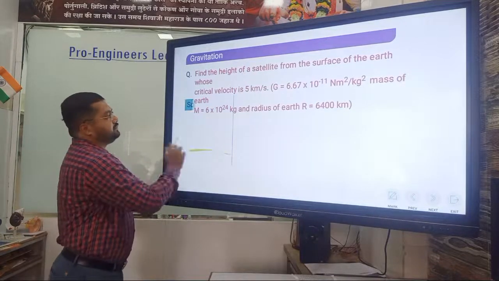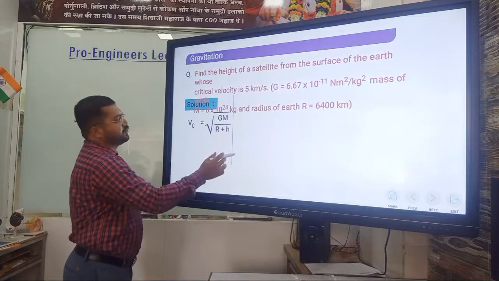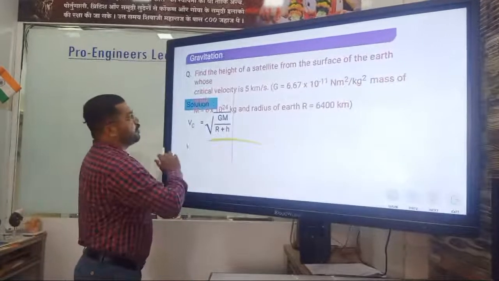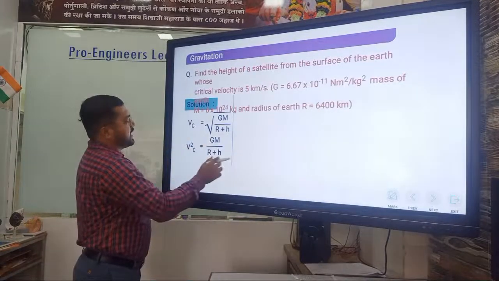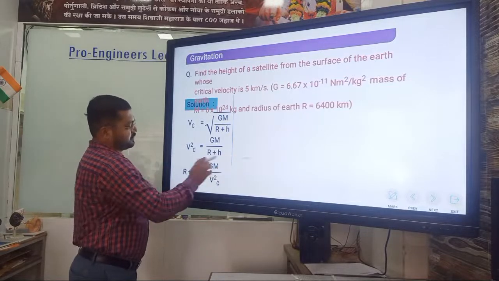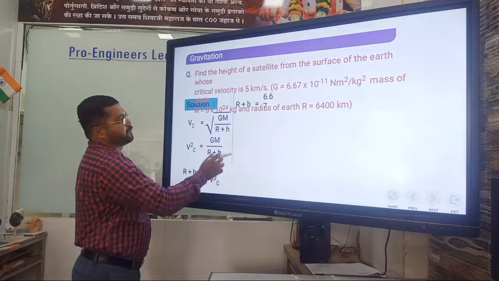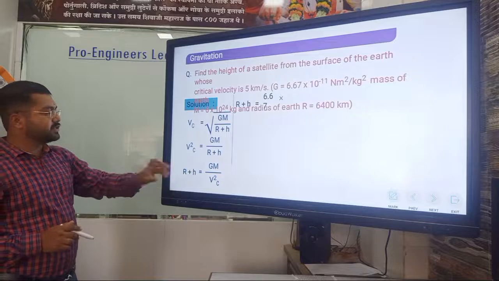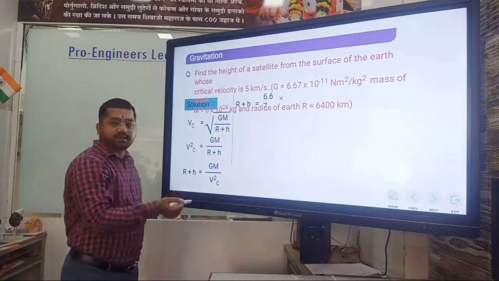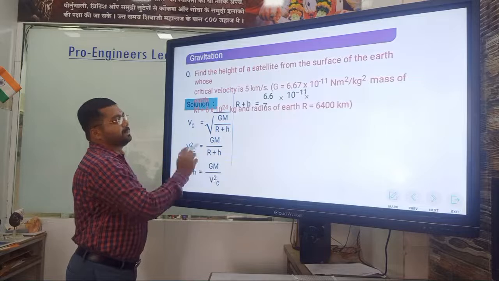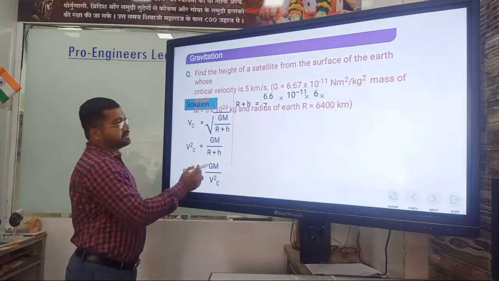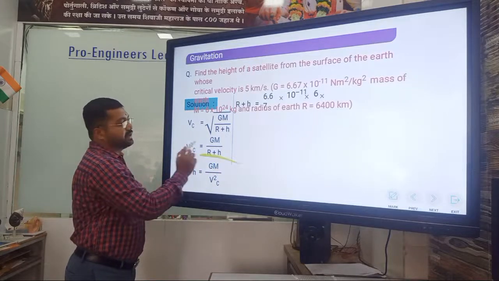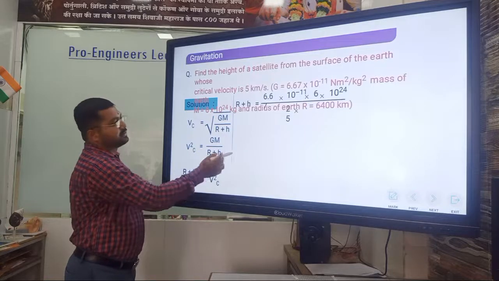Now, we'll see the solution. Vc is equal to under root of Gm upon R plus H. Because they have mentioned, see here, R plus H is equal to Gm upon Vc square, or V square C or Vc square, one and the same. C is the suffix. R plus H is equal to 6.67 into 10 raised to minus 11, the value of capital G, then mass of the Earth, and then critical velocity.